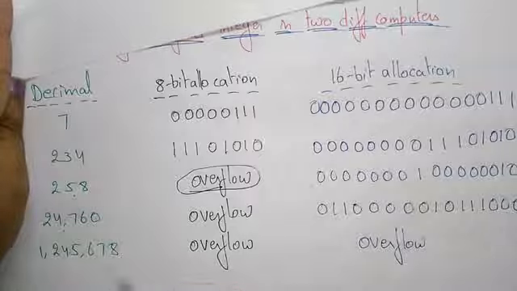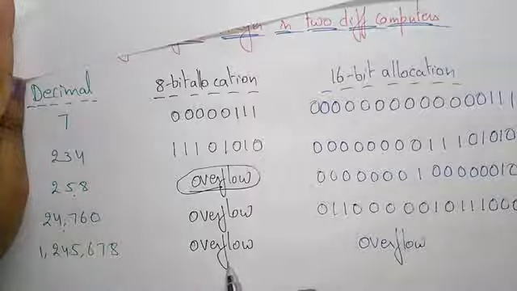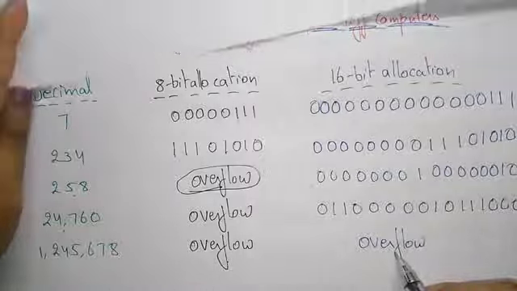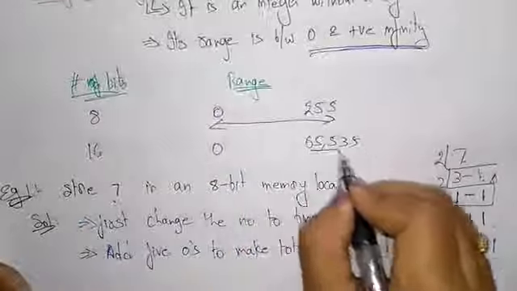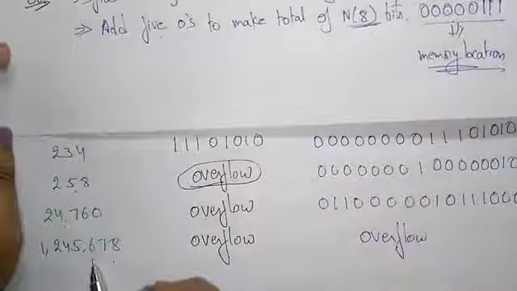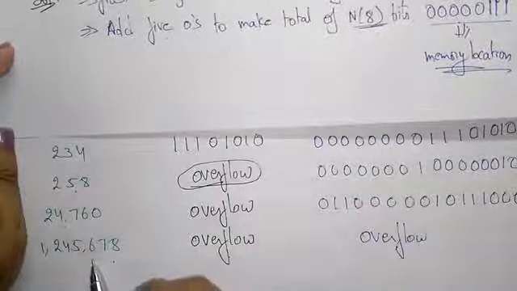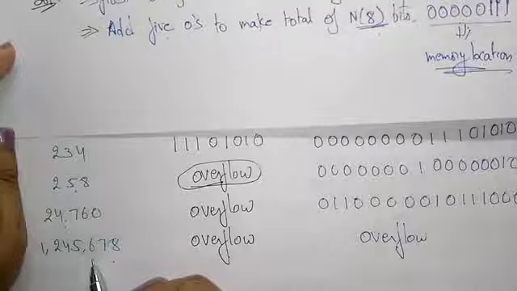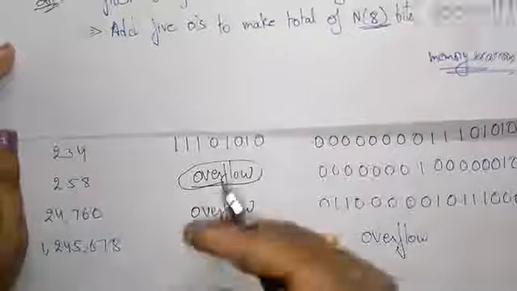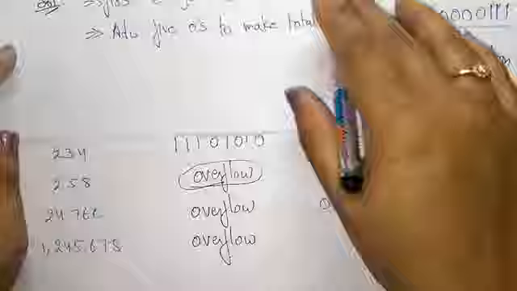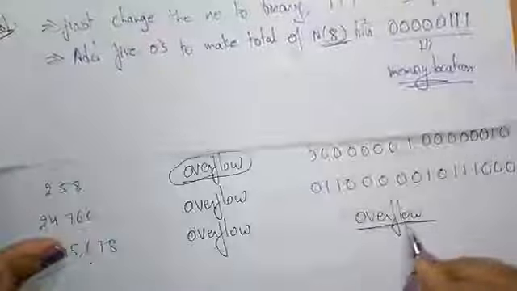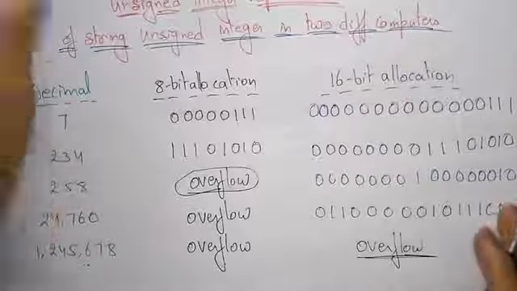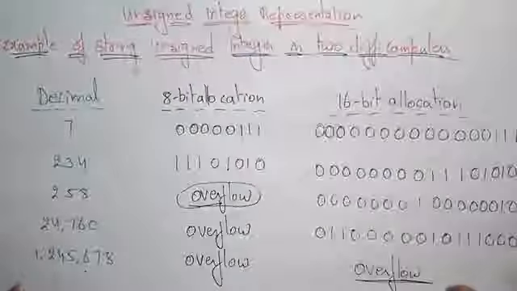And coming to here, the 8-bit allocation overflows. Why is the 16-bit also overflow? What is the range of 16-bit here? 65535. But here the value goes to 1 lakh, so it exceeds, it is more than 65,535. That's why it overflows. So this is about the unsigned integers. Thank you.